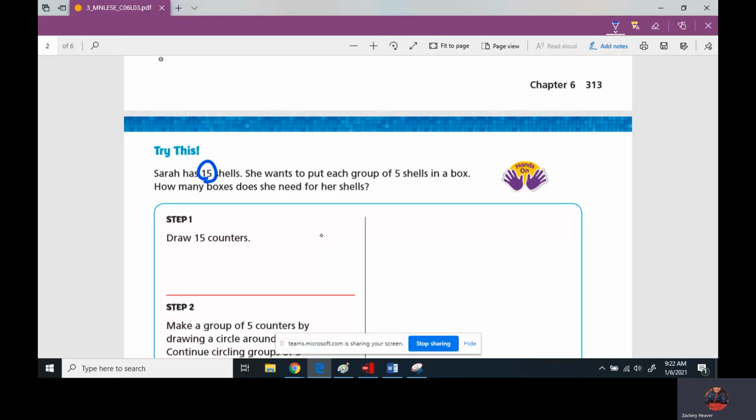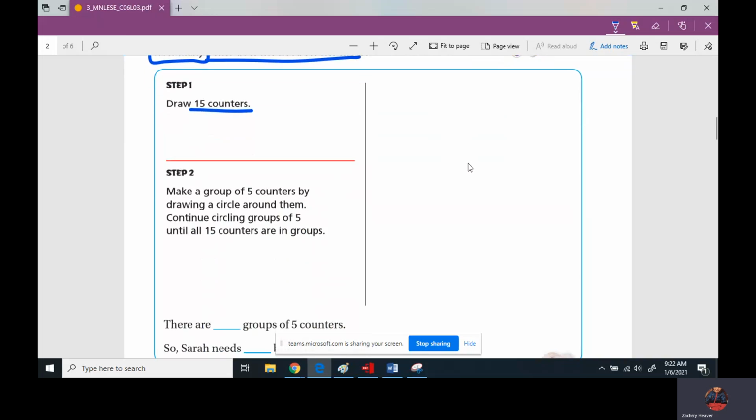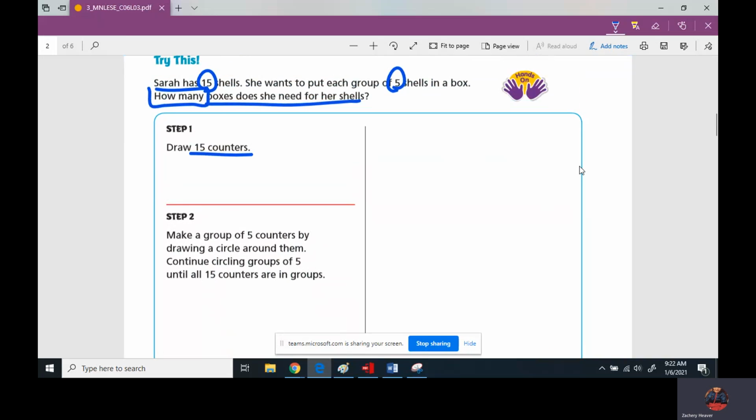Sarah has 15 shells. So we know we have 15 counters. And she wants to put them in groups of 5 in a box. How many boxes does she need? So it's simple. All we're going to do is draw our 15 counters. 1, 2, 3, 4, 5, 6, 7, 8, 9, 10, 11, 12, 13, 14, 15. And like I said, we've got to make groups of 5 counters. So now we're going to draw our circles.